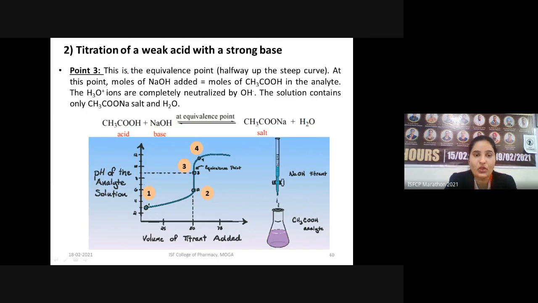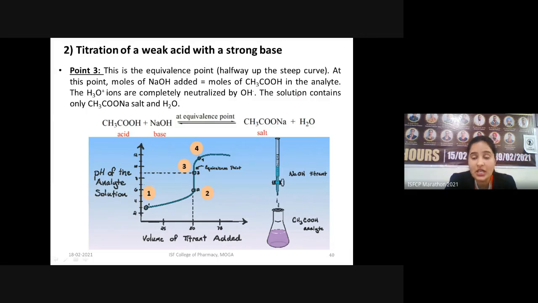So point number 3, this is the equivalence point. This is basically halfway, the middle of the steep curve. At this point, the moles of sodium hydroxide added are equal to the moles of acetic acid which were present in the analyte. The hydronium ions are completely neutralized. The hydronium ions which were produced by acetic acid have been completely neutralized by the OH negative ions.